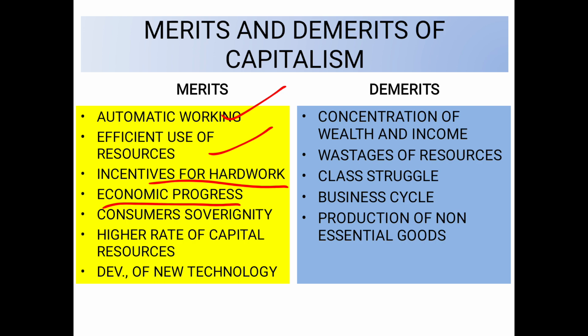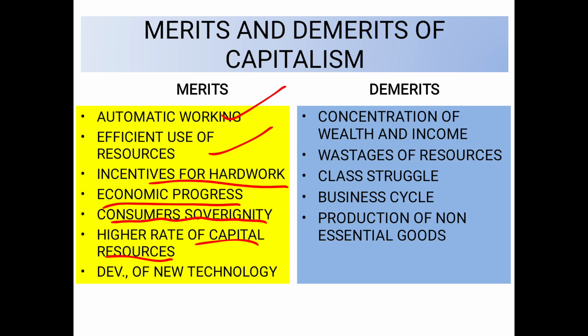Next is economic progress. Economic progress always depends upon production, because if the production is very high, automatically the economy will start developing. Consumer sovereignty. All production activities are aiming to satisfy the consumers, and the consumers have all the right to choose the product whichever they like. There is no restriction.